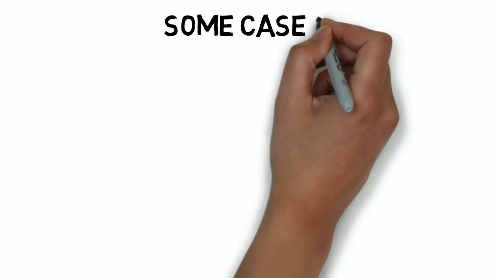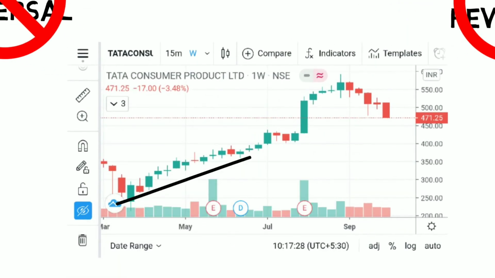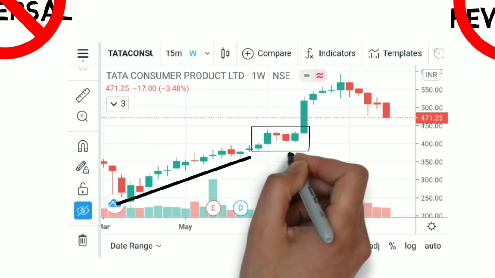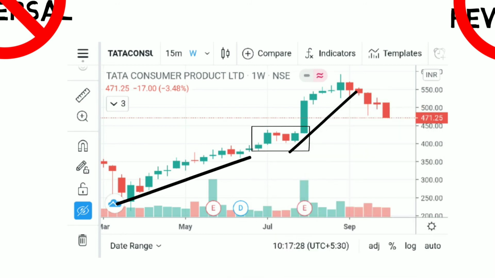But this trend reversal does not happen all the time. Sometimes after a long bullish trend, it shows uncertainty for a few days or weeks and again starts moving to higher levels. So look at the chart carefully before making any trading decision.